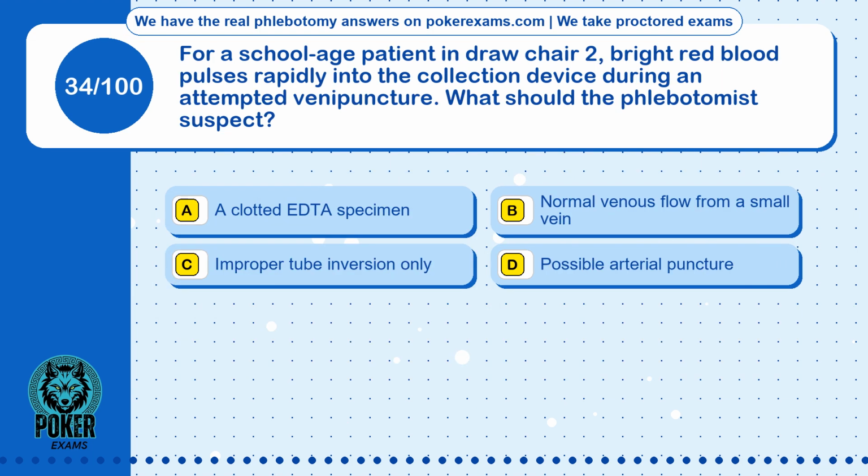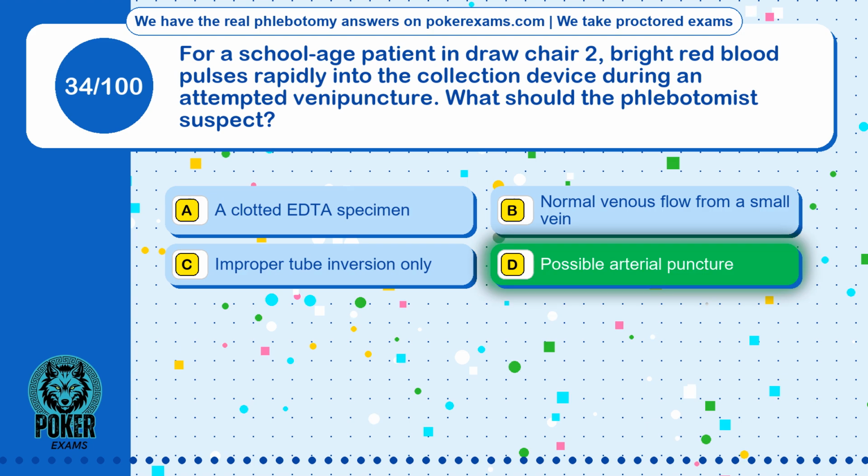Question 34. For a school-age patient in draw chair 2, bright red blood pulses rapidly into the collection device during an attempted venipuncture. What should the phlebotomist suspect? Option A. A clotted EDTA specimen. Option B. Normal venous flow from a small vein. Option C. Improper tube inversion only. Option D. Possible arterial puncture.